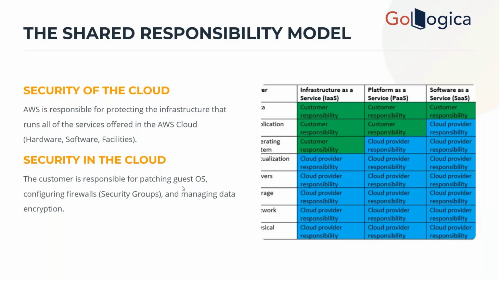So we need to control that traffic. And then definitely the data that we are storing, handling, moving and processing, the encryption of that data is the responsibility of the customer. So if there is a data breach and maybe your data was not encrypted, AWS will not take any responsibility or accountability for that.